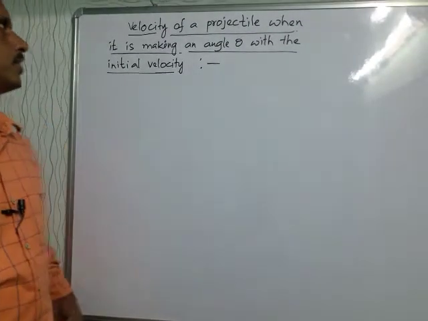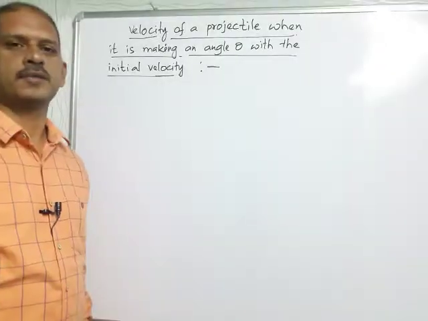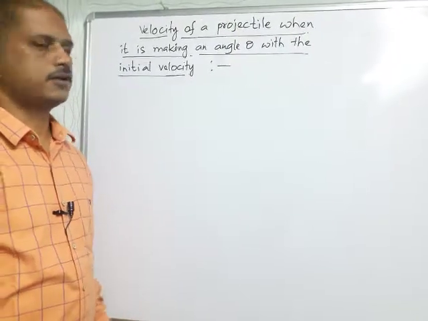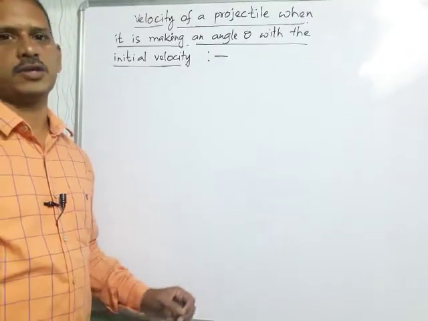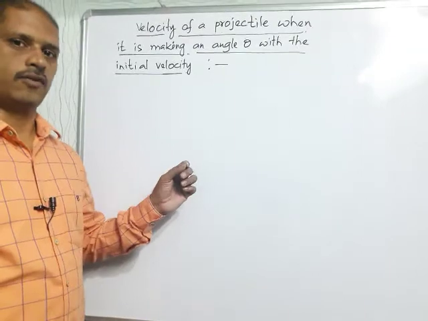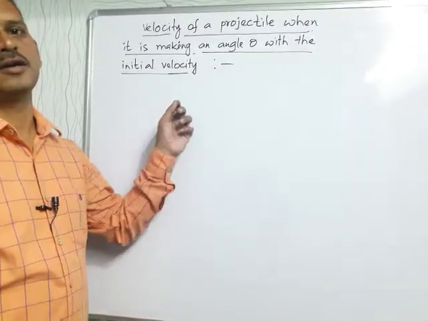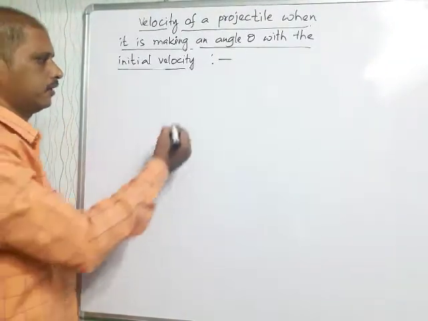Now when a projectile is projected by making angle theta with the horizontal, again in its trajectory, when it changes its velocity, then we have to find out the final velocity when it is making an angle with the initial velocity. So we have to find out like this.